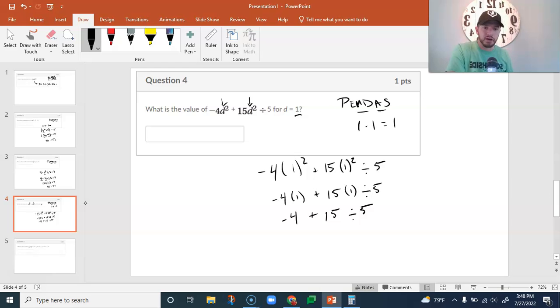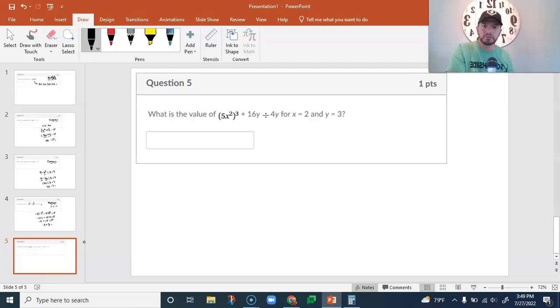Okay, so now again, you see division is going to come before addition. So now I'm going to go ahead and do 15 divided by 5 and get 3, and then our answer is going to be just negative 4 plus 3. And again, put that in your calculator and then put that answer in for number 4 and you'll be good to go. All right, last one, number 5.